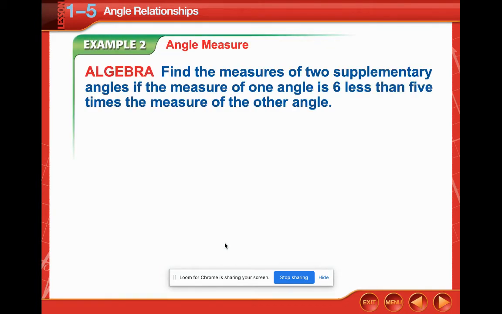Angle measure. Find the measures of two supplementary angles if the measure of one angle is 6 less than 5 times the measure of the other angle.